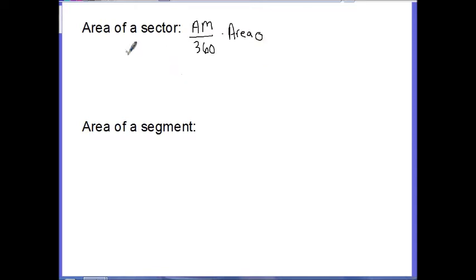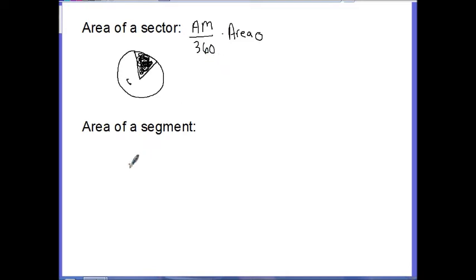So here's what it looks like. If we have a circle, the sector is kind of going to be like a slice of pizza. So it's not going to be the area of that whole circle, it's just going to be the area of a piece of the circle. And that piece is determined by the arc measure over 360.